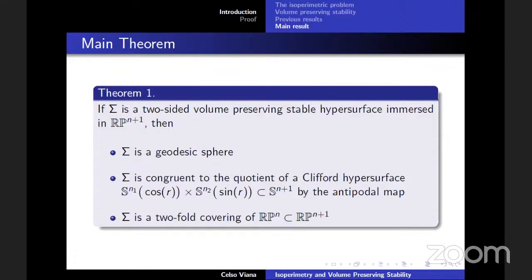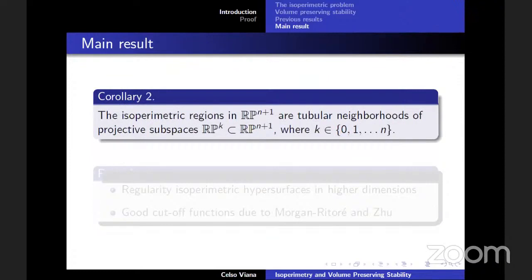Using that, we can give in very simple terms the description for the isoperimetric regions in the real projective space. They are just tubular neighborhoods of projective subspaces RPk. So for example, when k is 0, it's just a point, and the tubular neighborhoods are geodesic balls. And as the volume increases, you get a tubular neighborhood of a geodesic, and so forth.